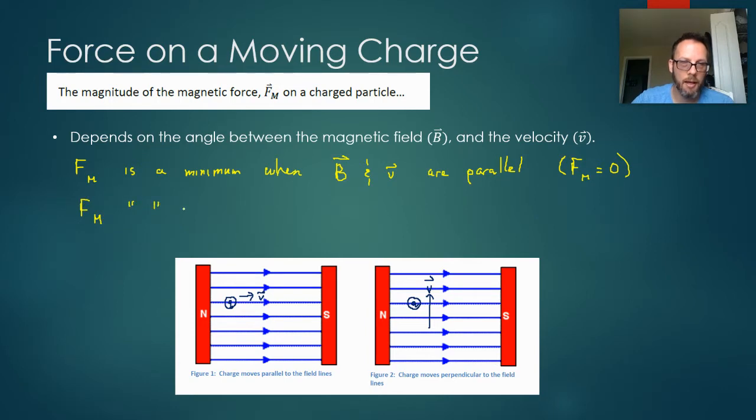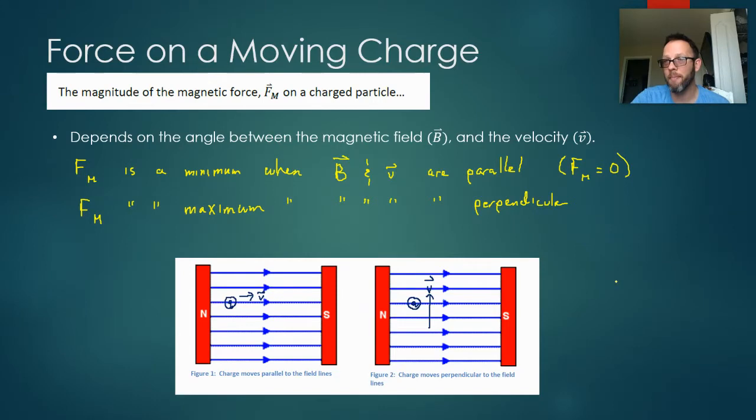The force is a maximum when B and V are perpendicular. So it's those cases where you have a magnetic field and your charge is moving perpendicular to that magnetic field where you're going to experience a force. And everywhere in between, the force goes from 0 to some maximum, but it's a maximum at this point. So that's pretty interesting too.